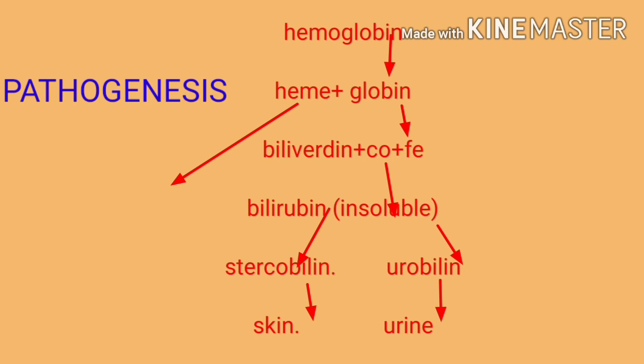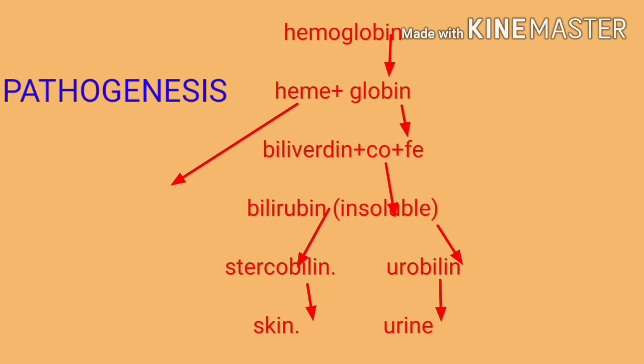So friends, our next topic is pathogenesis of jaundice. When RBC is ruptured, hemoglobin is released and hemoglobin is broken down into heme plus globin. Heme is digested by phagocytosis, but globin is converted into biliverdin, carbon monoxide and ferrous iron by the action of hemooxygenase. Then biliverdin is converted into bilirubin by the action of biliverdin reductase.